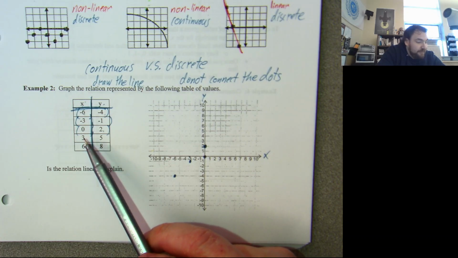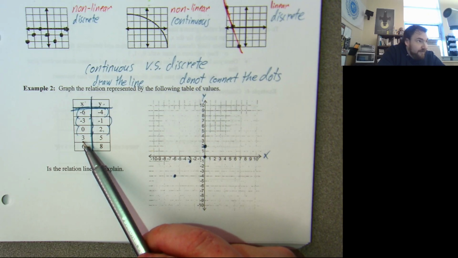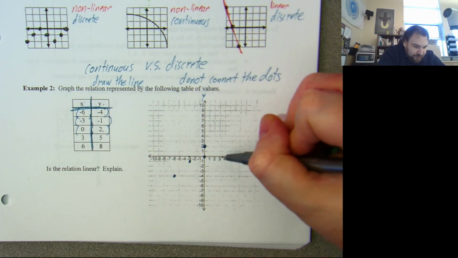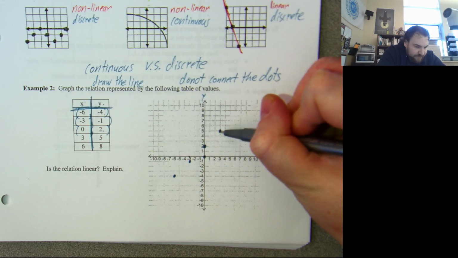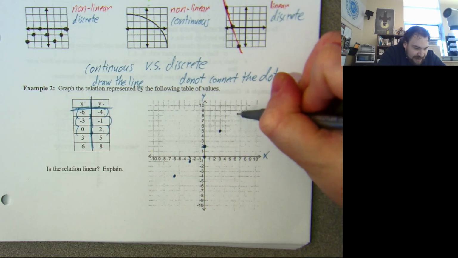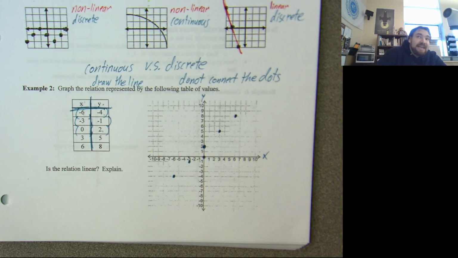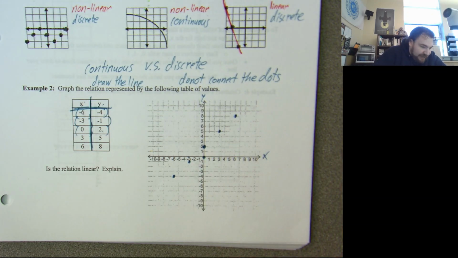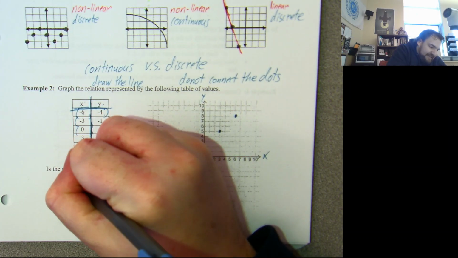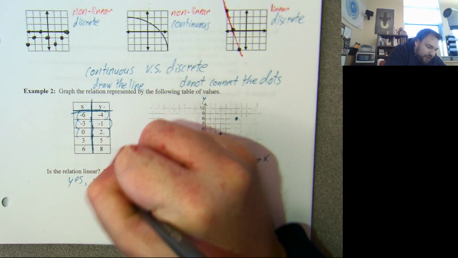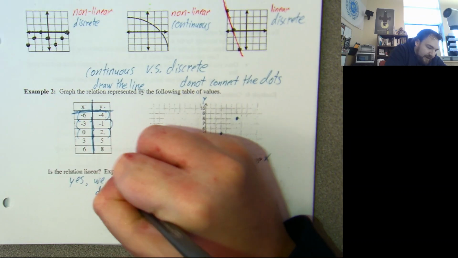3, 5 means I'm going to go 3 to the left or right, up or down? Right. And then 5, you betcha. So 1, 2, 3, 1, 2, 3, 4, 5. And then the last one, 6, 8 means I'm going to go 6 to the right and 8 up. Is that linear? Could I draw a straight line through these points if I wanted to? Yes. So we would say that yes, the relation is linear, and we would say we could draw a straight line.